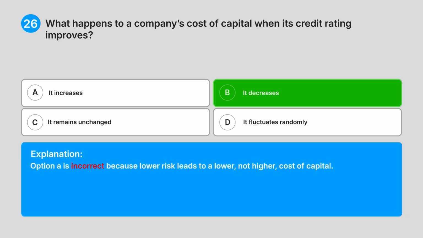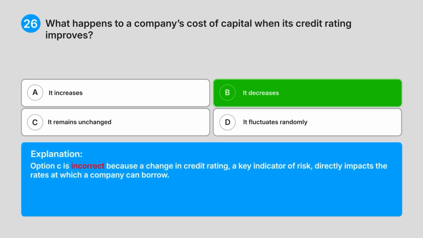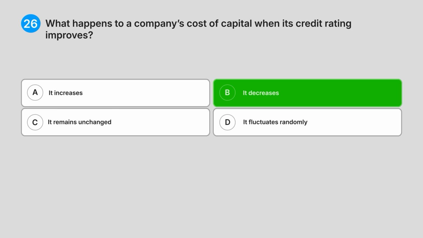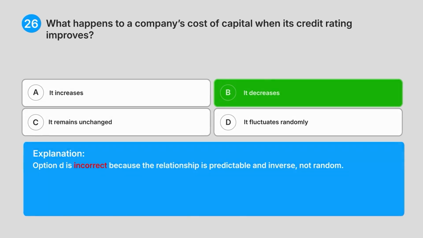Option A is incorrect because lower risk leads to a lower, not higher, cost of capital. Option C is incorrect because a change in credit rating, a key indicator of risk, directly impacts the rates at which a company can borrow. Option D is incorrect because the relationship is predictable and inverse, not random.